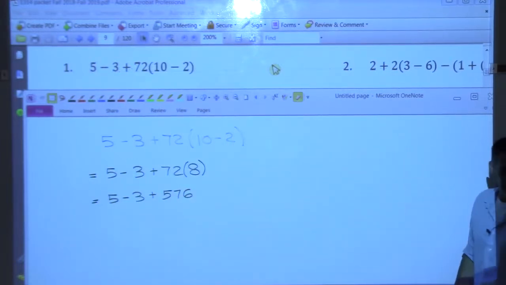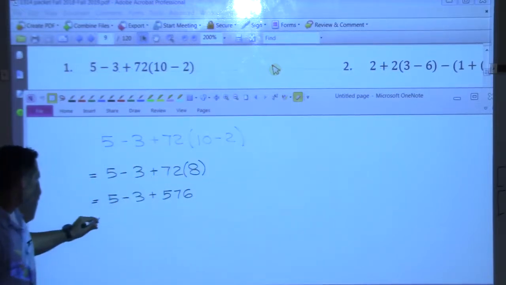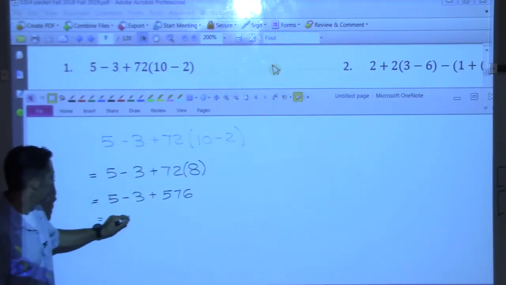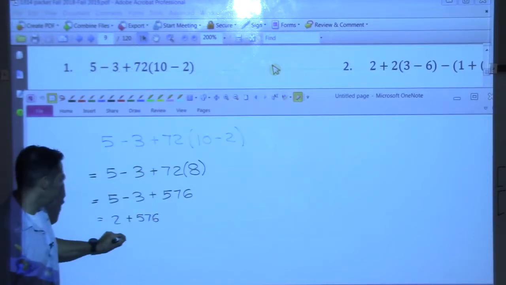You want to just finish it off? 5 minus 3 is going to be 2. Okay, so you're going to do the 5 minus 3 because we have addition and subtraction. So we're going to move from left to right. So we go 5 minus 3 is 2 plus 576. And that gives you a final result of 578.